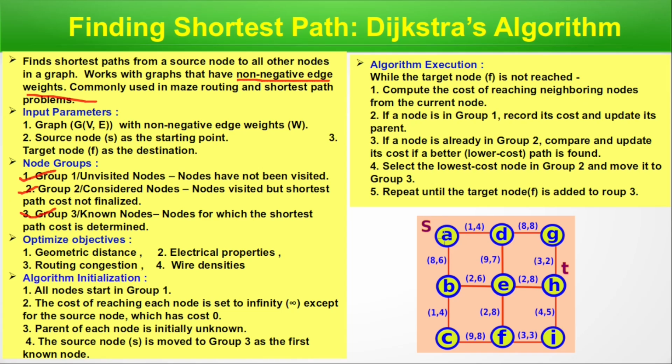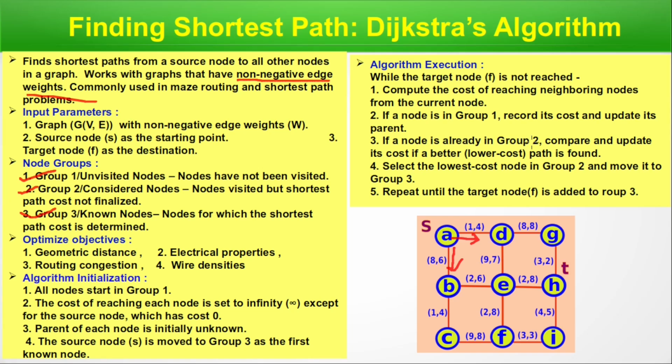So from A, we can move either towards D or towards B. If we move towards D, the cost is 1, 4, and if we move towards B, it's 8 and 6. The less costly path is A to D, so we will consider this one first. A will move to group 1, and A is the parent of D, which will move to group 2.